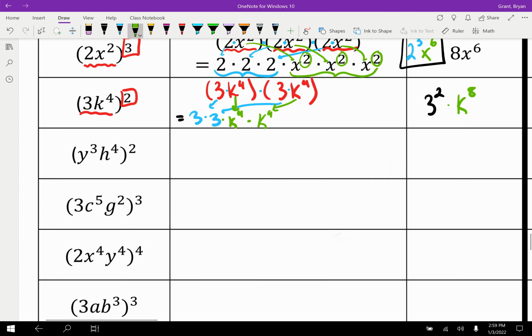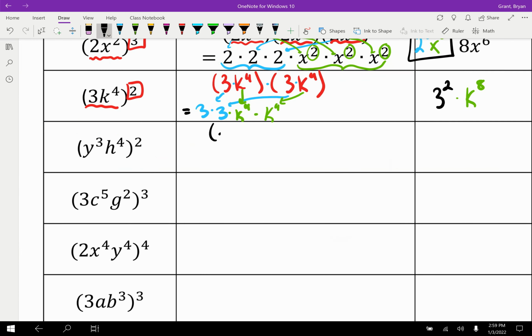Okay, let's move a little quicker this time. We have y cubed h to the fourth times y cubed h to the fourth. I'm not even going to split them up. I think we can see this one. We have y cubed times y cubed more, which is y to the sixth, same base, add the exponents. And we have h to the fourth and h to the fourth, which is h to the eighth.